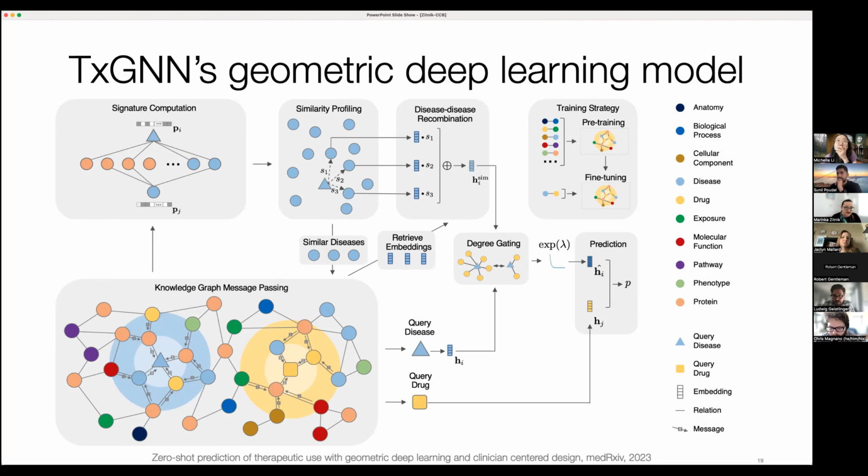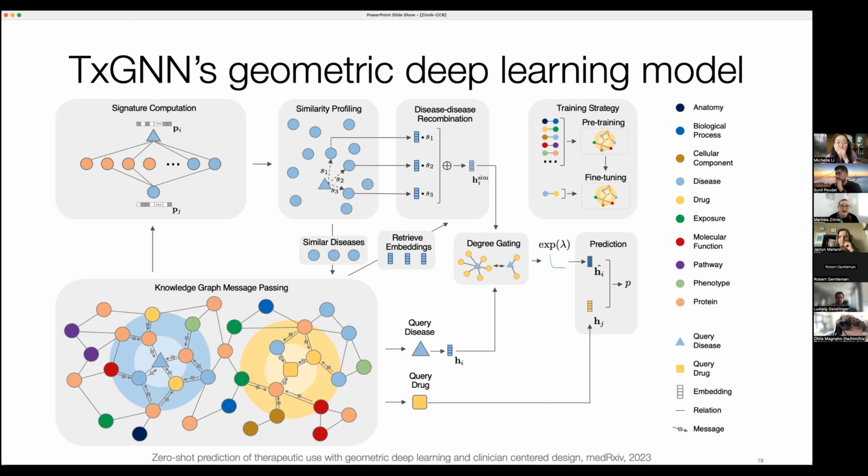And the way TXGNN can achieve that is by using neural message passing on the knowledge graph, as well as relying on a novel transfer learning mechanism that allowed the model to transfer information from diseases that are better characterized to diseases that are poorly characterized and have no known treatments. And this is done through the process of gating, a mechanism that can combine two sources of information: one is information that is native to every disease, and the other source is information transferred from other diseases.